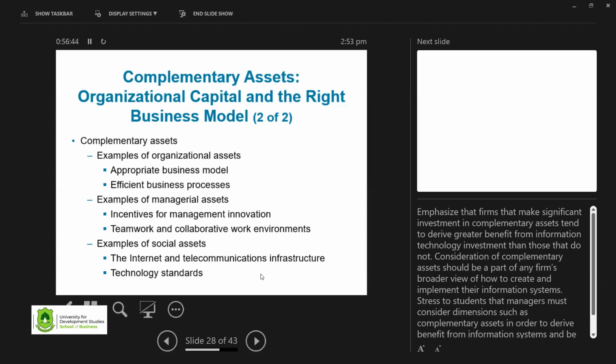We also have managerial assets. Another important aspect, when you have invested in technology, especially when the technology has to do with some critical stuff, and you don't incentivize them, the pay they were getting is still the same, no bonuses. Meanwhile, they are doing more, they have learned more. So incentives for management innovation is important. Teamwork and collaboration among workers in the work environment is also very important.